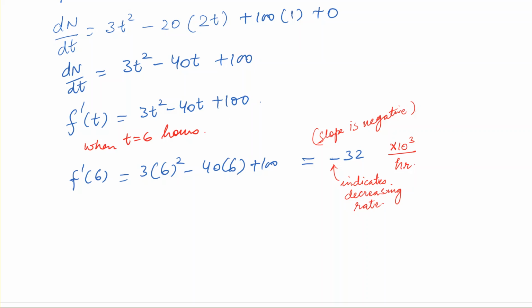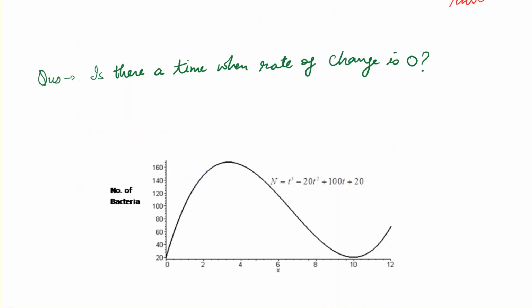and we're going to do some analysis, and we're going to learn a few things about the function and its relation to its derivative. So before we jump on to the graph, we can ask ourselves a question. Is there a time when the rate of change is 0? So all we are thinking about is when the slope is 0.